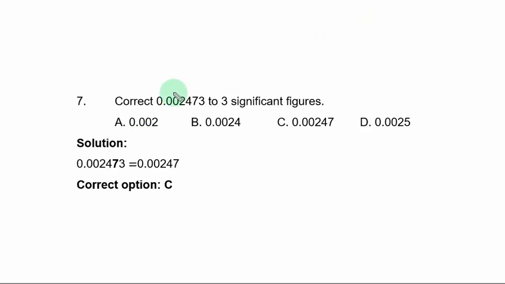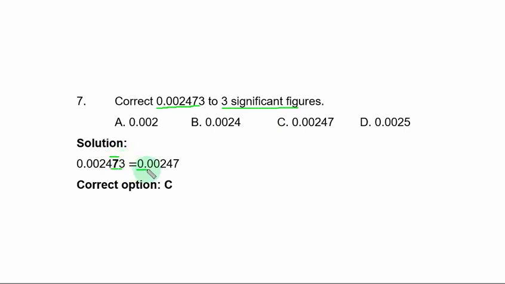Question 7. Correct 0.002473 to 3 significant figures. 3SF means the third non-zero number from the left. Such digit is 7. The next number is 3. It is less than 5. You round it down to 0. If you add 0 to this 3, to this 7, it remains the same.